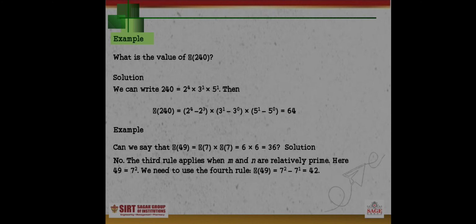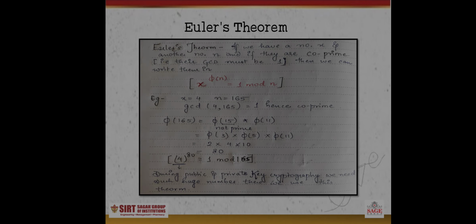So this solution is wrong. We have to say phi of 49 as 7 square, which comes to the fourth formula, that is 7 square minus 7 to the power 1, that is 42. So here comes the end of the Euler's totient function.